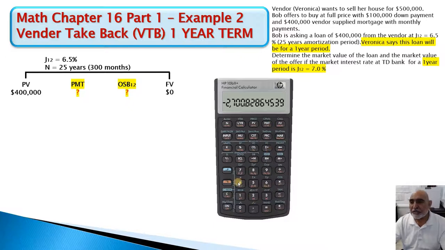So I'm going to override it, and I'm also going to find the OSB 12. Okay, the payment is 2700.83, negative payment. How do I find OSB 12? I go 1 input 12 second amort. And the first equal sign gives me the principal of the first year, the interest in the first year, and the balance after the first year. So the balance is 393. So OSB 12 is 393, and payment would be 2,700.